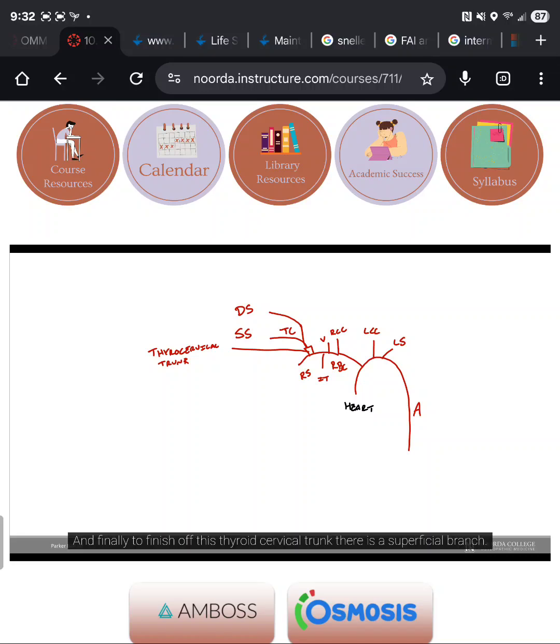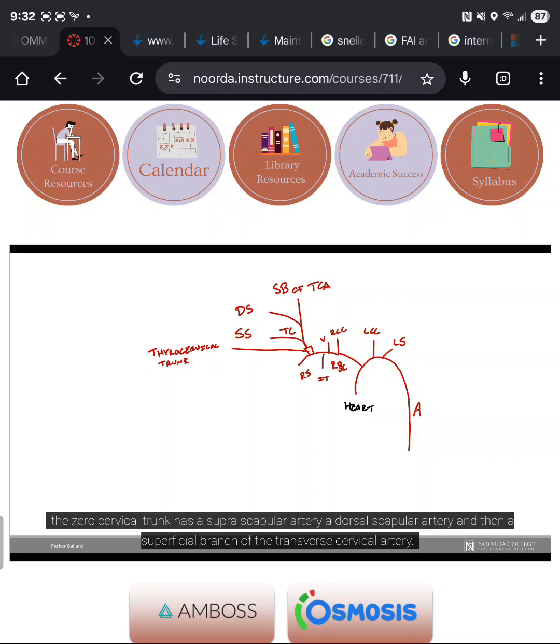Finally, to finish off this thyrocervical trunk, there is a superficial branch. So I'm just going to write superficial branch of the transverse cervical artery right here. And that is going to go and supply the trapezius muscle. And that is it for the branches we're going to talk about from the subclavian artery. So again, the ones that are important for the upper limb, the thyrocervical trunk has a suprascapular artery, a dorsal scapular artery, and then a superficial branch of the transverse cervical artery.